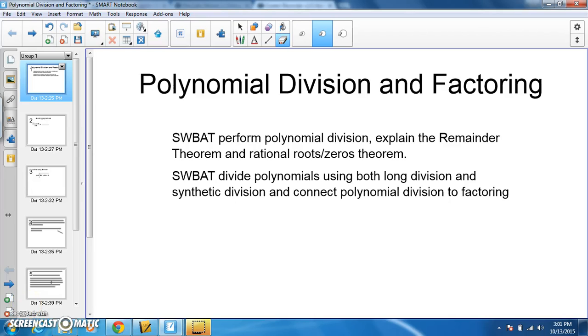Hey guys, today we're doing polynomial division and factoring. So you will be able to perform polynomial division, explain the remainder theorem, and the rational roots or zero theorem. You will be able to divide polynomials using both long division and synthetic division and connect polynomial division to factoring.